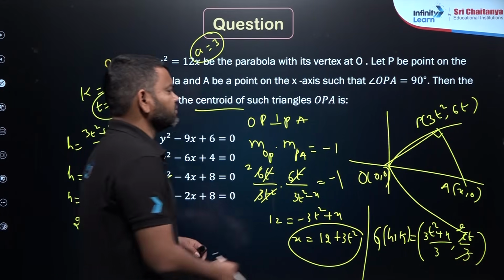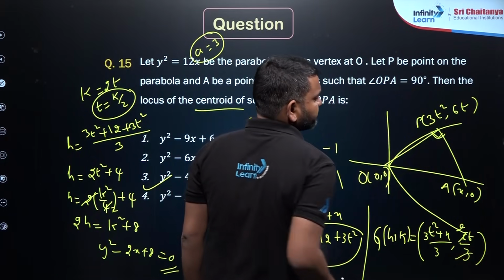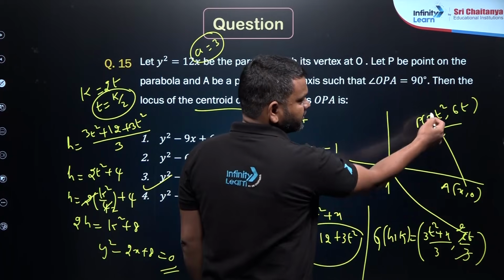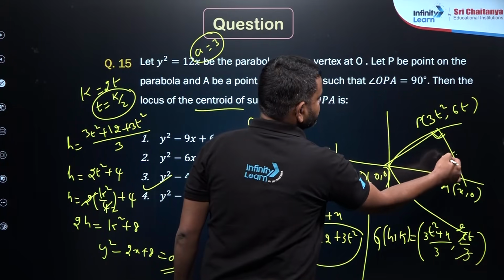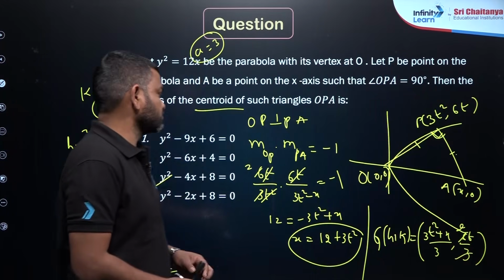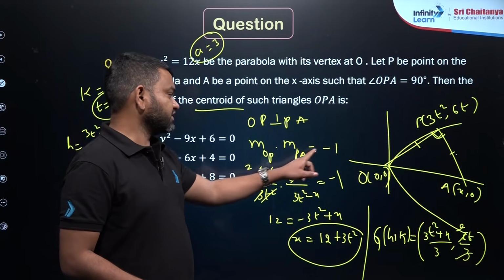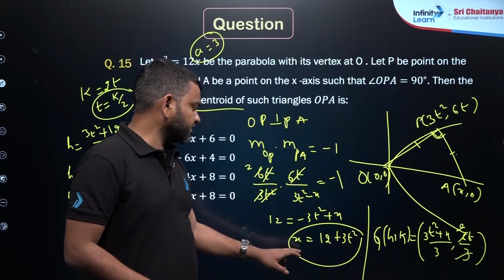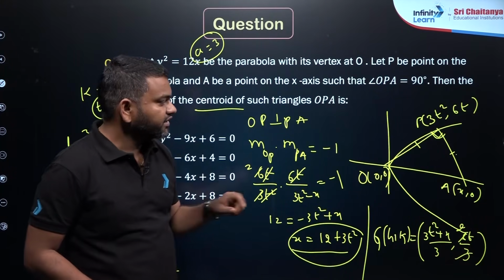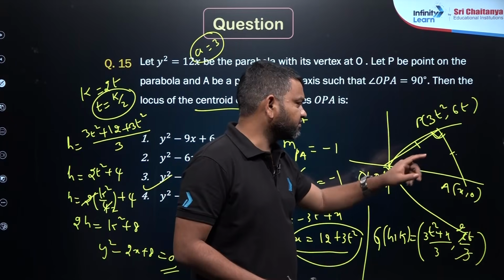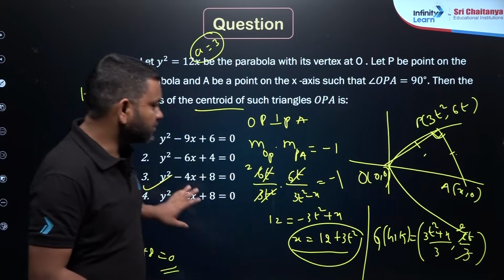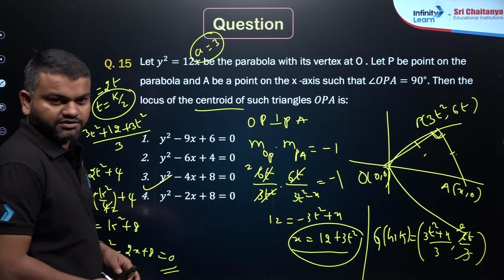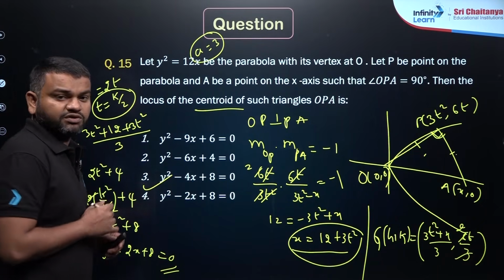So what we did here: you have a triangle with points here, here and here, and we know that these two are perpendicular lines. Slope of OP times slope of PA is equal to minus 1. I did that and got x as some value, and then they gave the centroid of this. I found the centroid, and it has come like this. Now using the locus concept, I simplified this. Okay, that's all, very simple question.